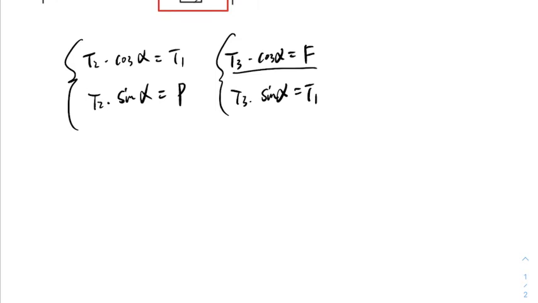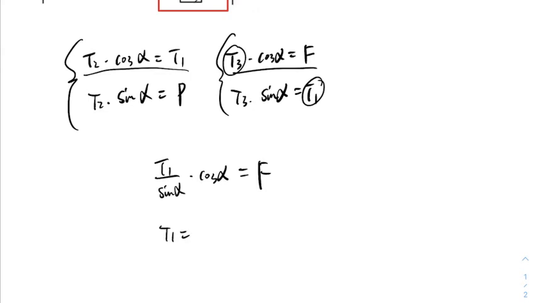Starting from this expression, the only unknown will be T3. So how do we express T3? T3 is equal to T1 divided by sine alpha, from the second equation of the second system. So what is T1? T1 is equal to T2 times cosine alpha, from the first equation of the first system.